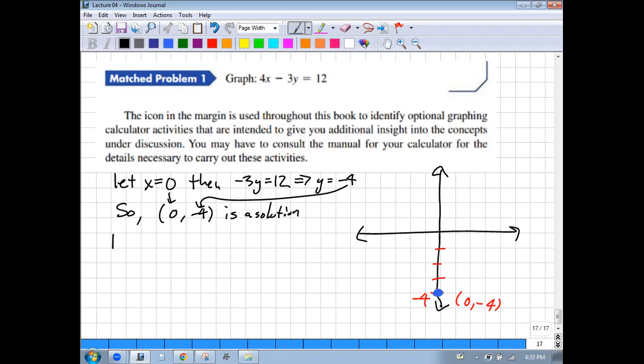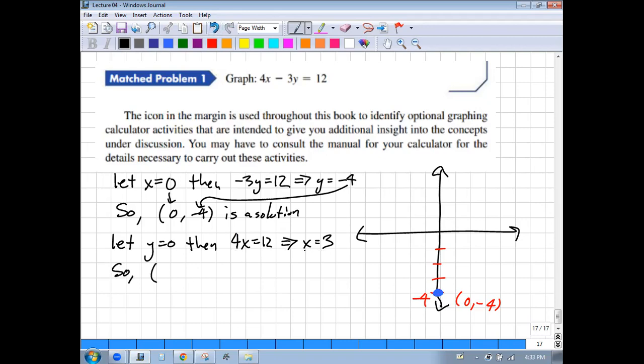Now, let's let y equal 0. If I let y be 0, then 4x equals 12. Therefore, what's x? x is 12 divided by 4, which is 3. So this is like half of the equivalence, and that's fine. I'll just use that. It means implies. This equals that, therefore this equals that.